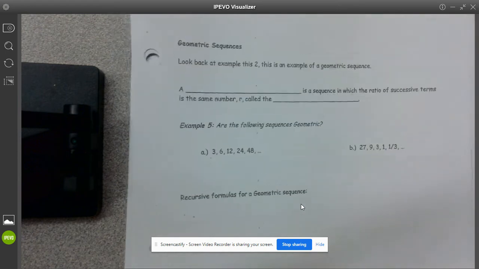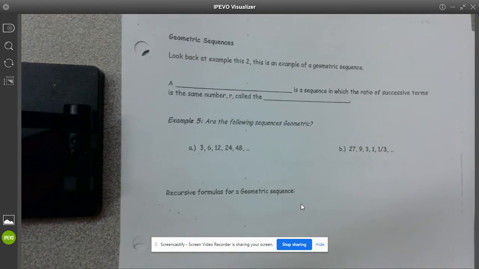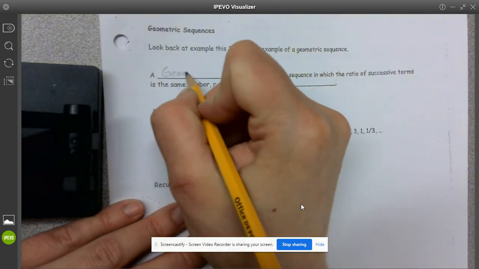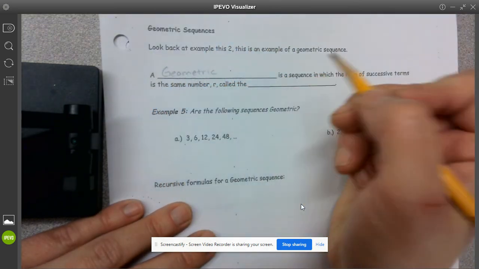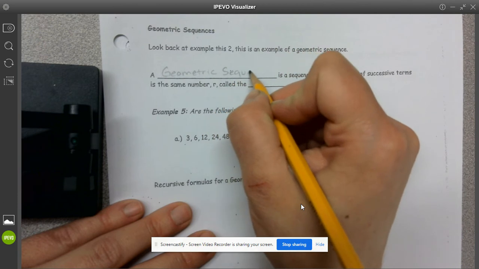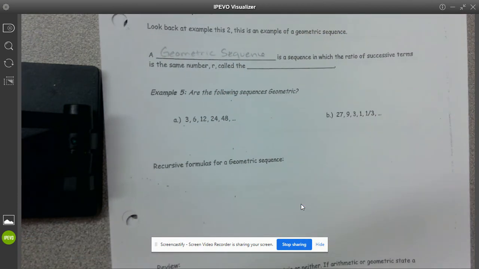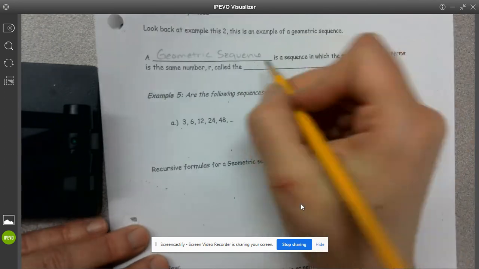All right. Now let's talk about geometric. It's the same thing. We said that there's actually multiplication this time. A geometric sequence is a sequence in which the ratio of successive terms is the same number r, called the common ratio.